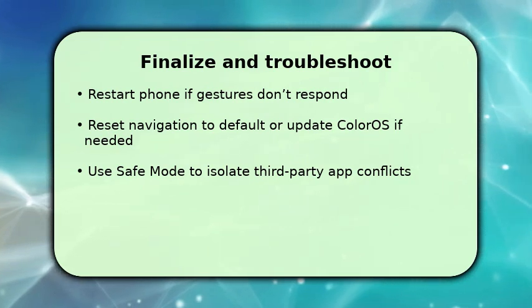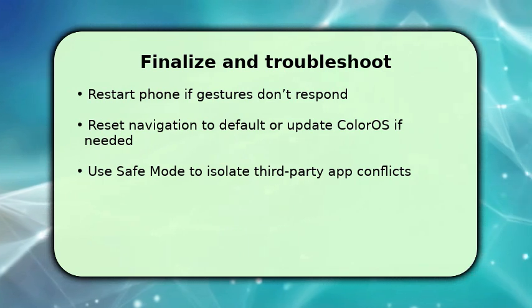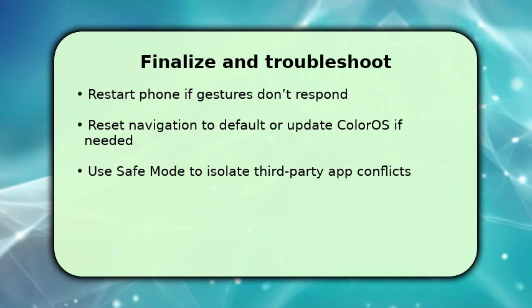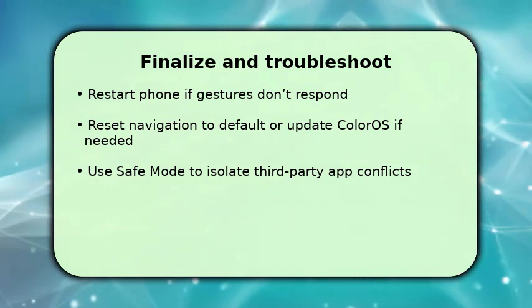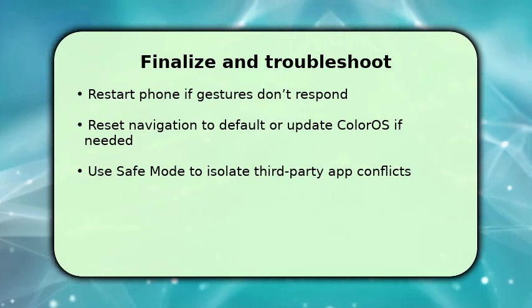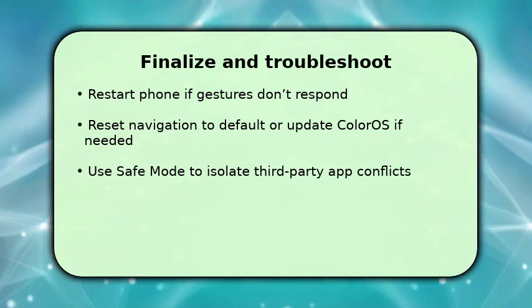Make sure Color OS is updated, and if problems persist, reset navigation to default or try safe mode to check for conflicting apps. If a third-party launcher or accessibility service blocks gestures, disable it and retest. This pinpoints the cause and gets your home button behavior correctly turned off.